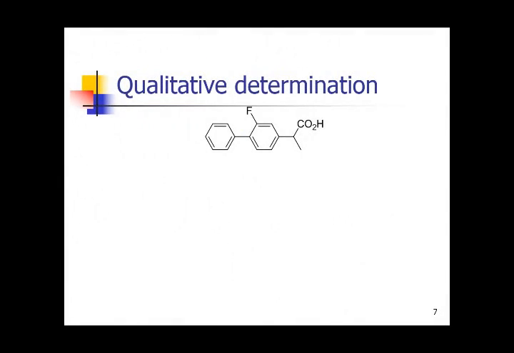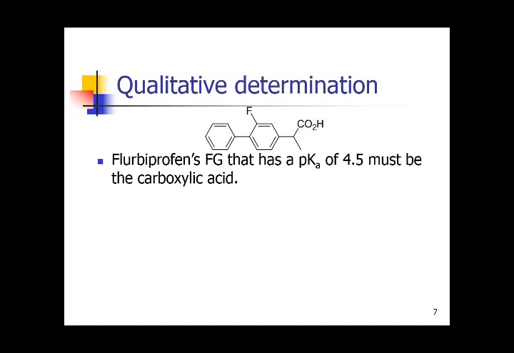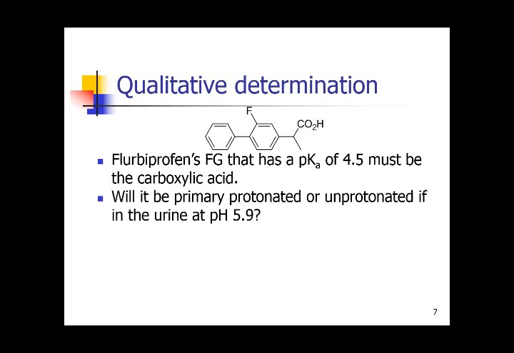So let's just do it first qualitatively. We know that this molecule has a functional group, which happens to be carboxylic acid, that has a pK of 4.5. So what will happen at pH 5.9? So again, go step by step. Imagine you're the molecule and you're at pH 4.5. That means because your pK is 4.5 and you're now in a solution of 4.5, you would be a 50-50 mixture of your protonated form as drawn and the unprotonated form, the O-.